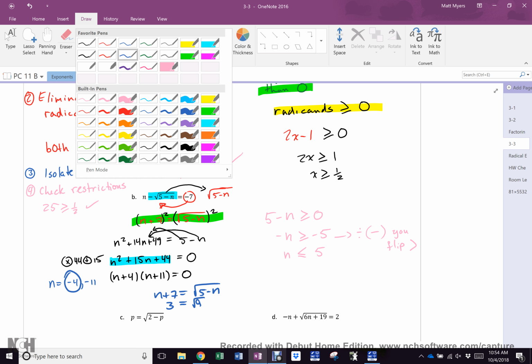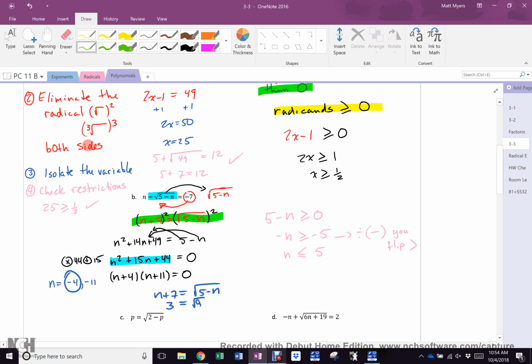Now, do I have another one I got to check? Sure I do. I have n plus 7 equals the root of 5 minus n. But n could now be negative 11, yes? What is negative 11 plus 7? Negative 4, right? What is 5 minus negative 11? Square root of 16. Is that okay? What's the square root of 16? 4. Positive or negative 4, correct?